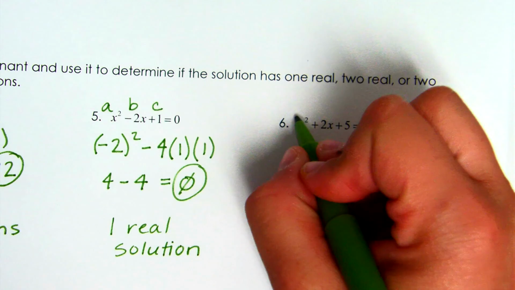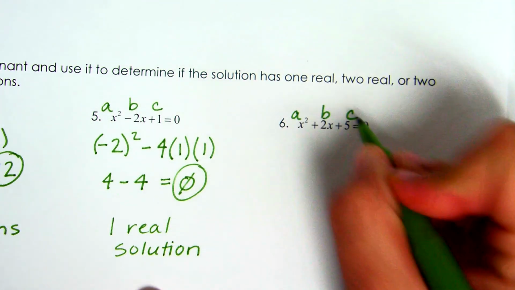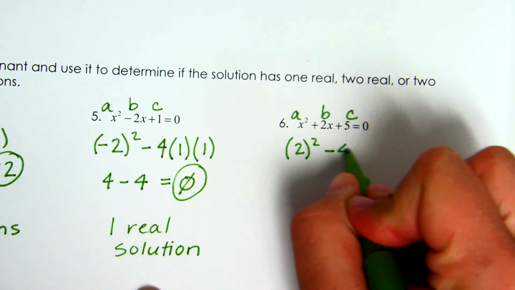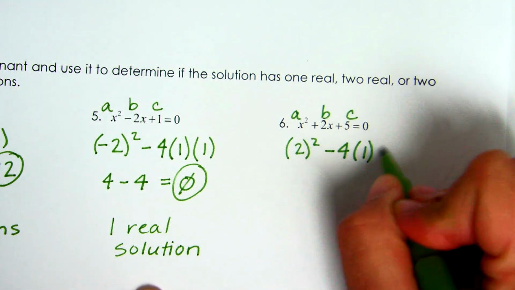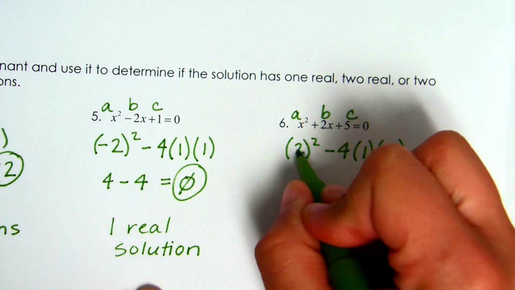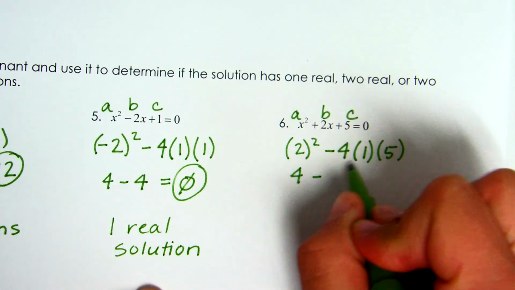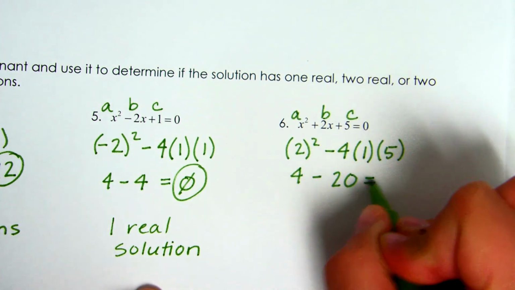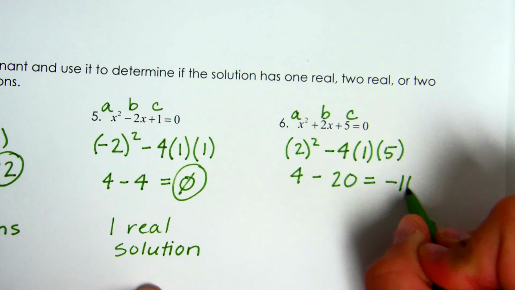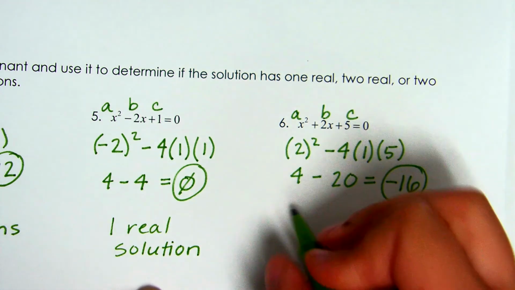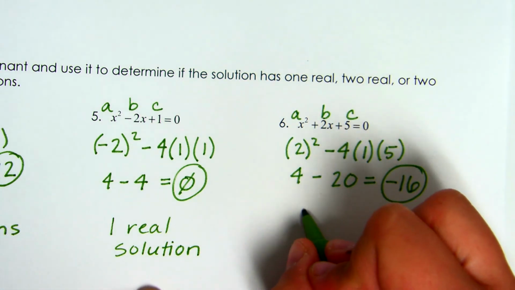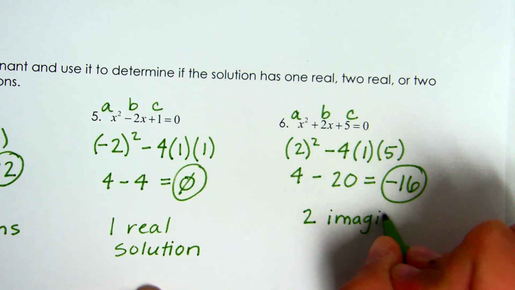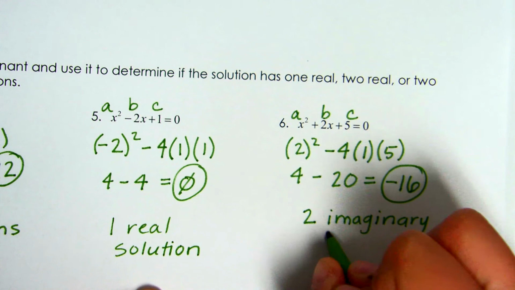All right, number 6, a, b, c. B is 2 squared minus 4 times a is 1 times c is 5. 2 squared is 4 minus 4 times 1 times 5 is 20. 4 minus 20 is -16. A negative discriminant means 2 imaginary solutions.